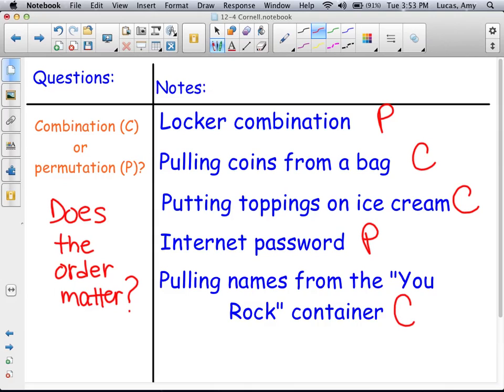It doesn't matter if you're pulling something from a bag, it doesn't matter if you're putting toppings on ice cream, and it doesn't matter if we're pulling names from our U-Rock container because there's the same prizes for all of you to choose from. It doesn't matter if your name is pulled out first, second, or third. What would actually matter is when you come up to get your prize, what we have left in the cafeteria, and that has nothing to do with the order that your names were pulled out of the container.